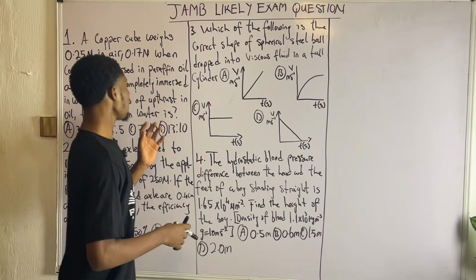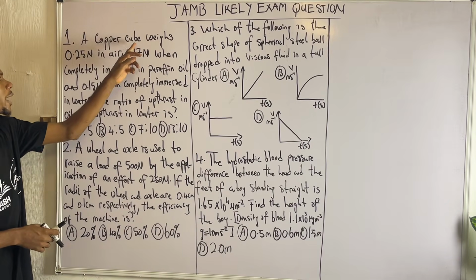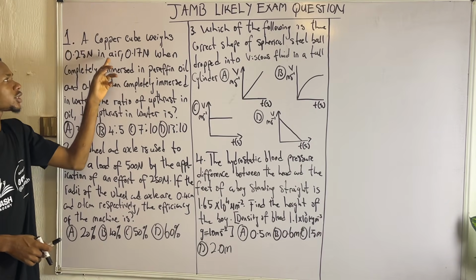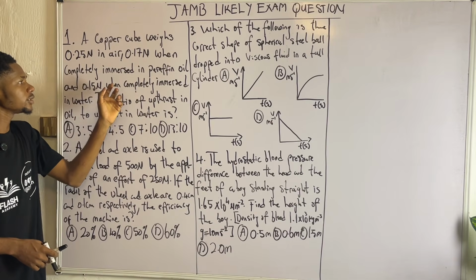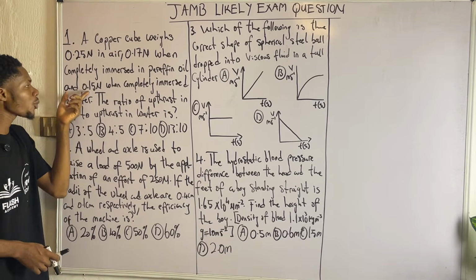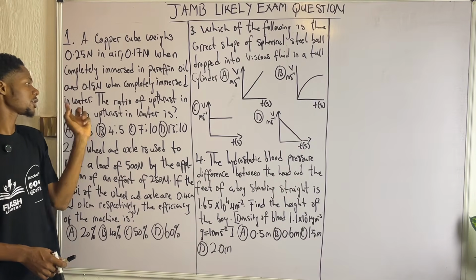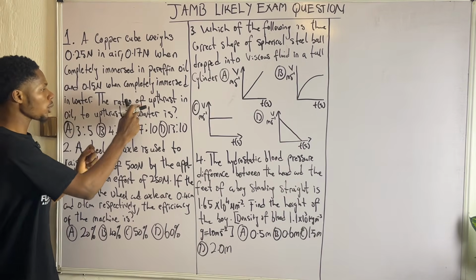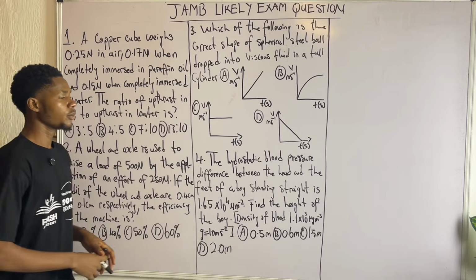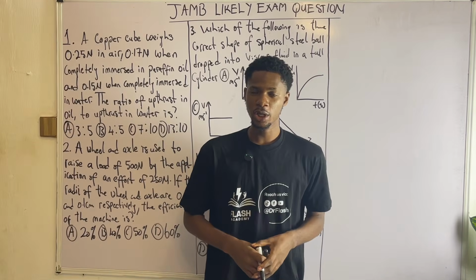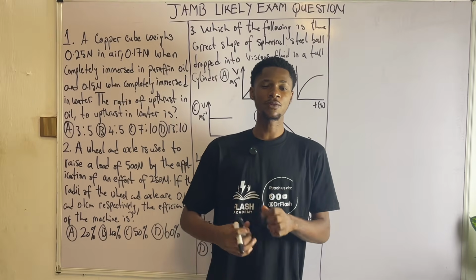The first question on the board reads: a copper cube weighs 0.25 Newton in air, 0.17 Newton when immersed completely in paraffin oil, and 0.15 Newton when completely immersed in water. The ratio of upthrust in oil to upthrust in water is... Now this is quite an easy question. JAMB knows what they are doing, that's why they are giving a question like this.